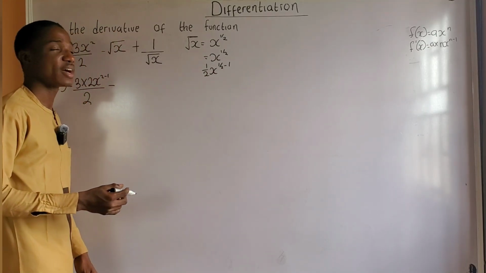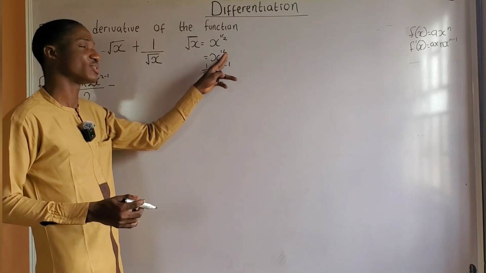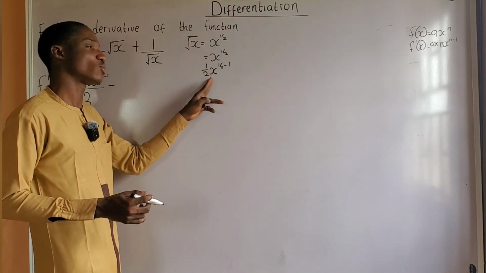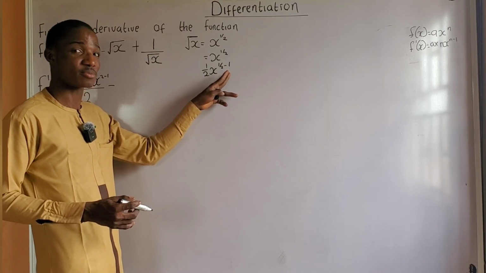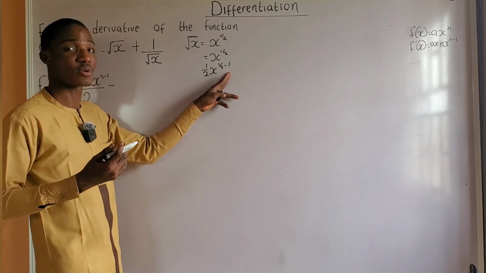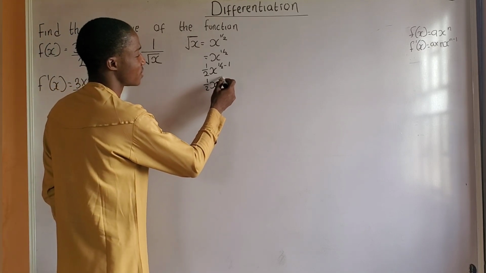Is that not it? Because I told you, according to polynomial rule, you're going to use the exponent to which x is raised. You're going to use it to multiply the coefficient of x. Then the exponent is going to reduce by 1. Do you get what I'm trying to say? You're going to subtract 1 from the power. So here, I'm going to have 1 over 2 x raised to the power of negative 1 over 2.